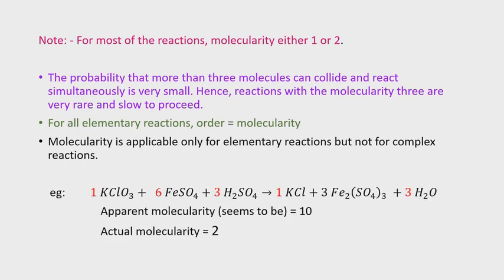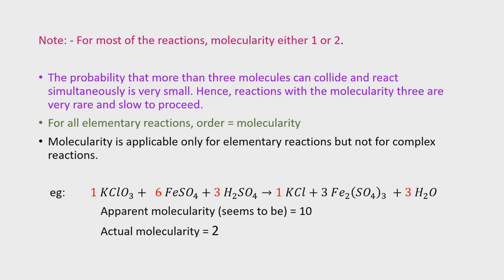Example is given. Check the example. 1 KClO3 plus 6 FeSO4 plus 3 H2SO4 giving rise to 1 KCl plus 3 Fe2(SO4)3 plus 3 H2O. Students, see here. Here 1 molecule, 6, 1 plus 6 is 7, here 3. Total 1 plus 6 plus 3, 10 molecules are taking part in the reaction. Apparent molecularity, that means it seems to be 10, but actual molecularity is 2. Actual molecularity 2. Okay.